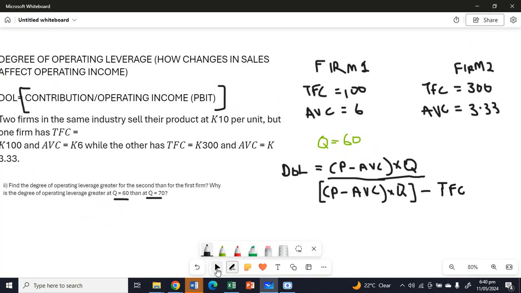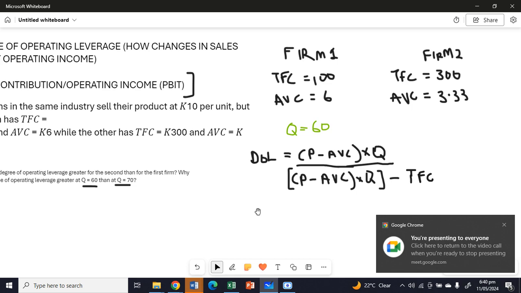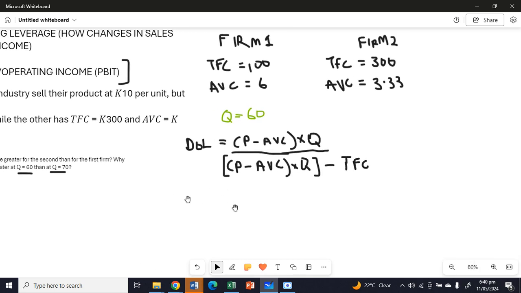Okay, so let's get our calculators ready. We're calculating the degree of operating leverage for the first firm, firm one. The selling price per unit is 10 kwacha. The average variable cost per unit for firm one is 6 kwacha. The quantity of units is 60 units.